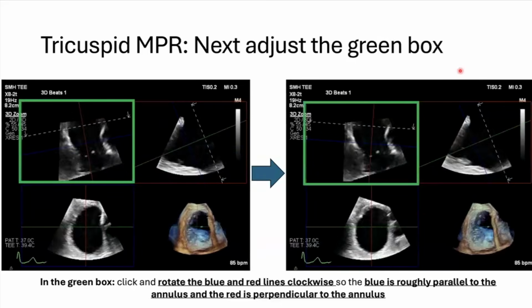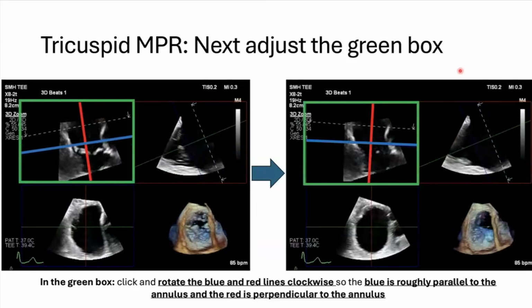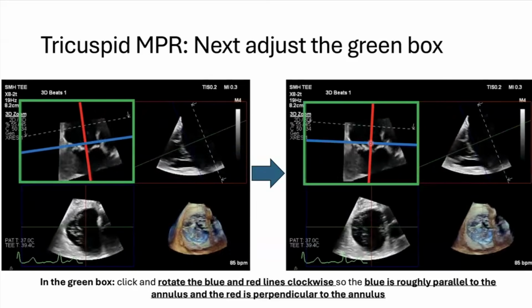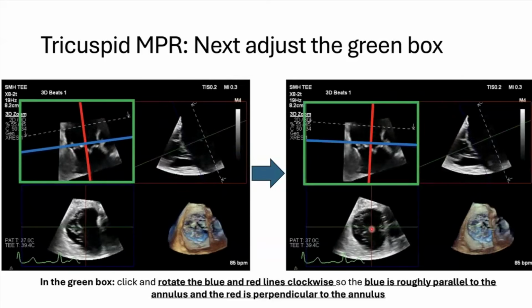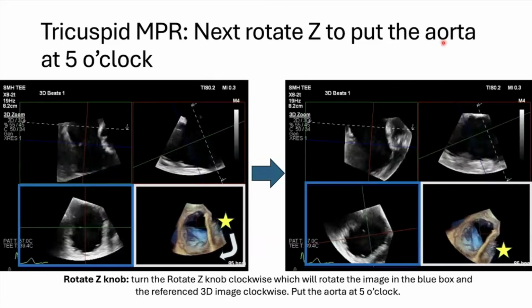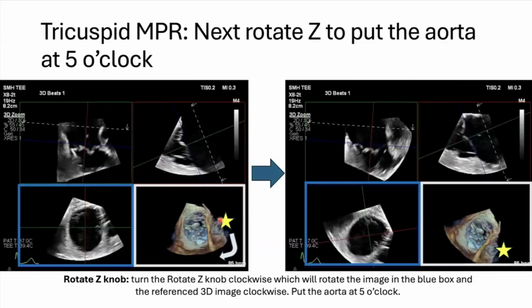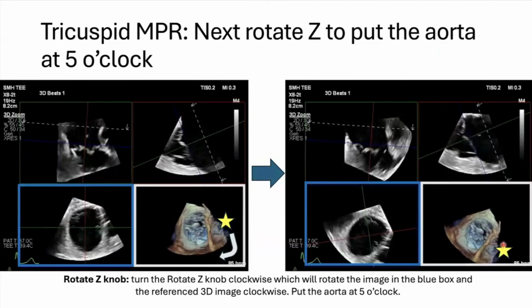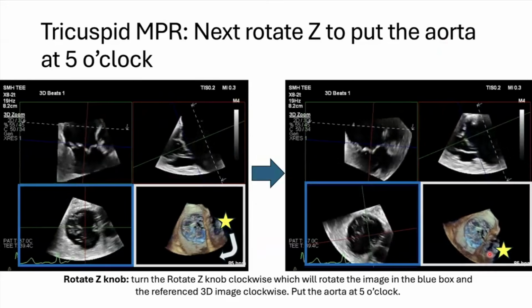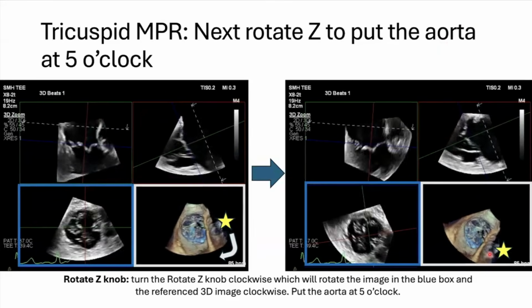So to make it look even better, we're going to fix the green box next, and it requires a little bit of clocking in this example here to make the green line up against the tricuspid annulus, and now our 3D image is looking better. And at this point, I would recommend rotating your image. The aorta you can see here is at 3 o'clock where the star is, and if you use rotate Z, you can bring the aorta to 5 o'clock, which is where we typically want to display the tricuspid valve.